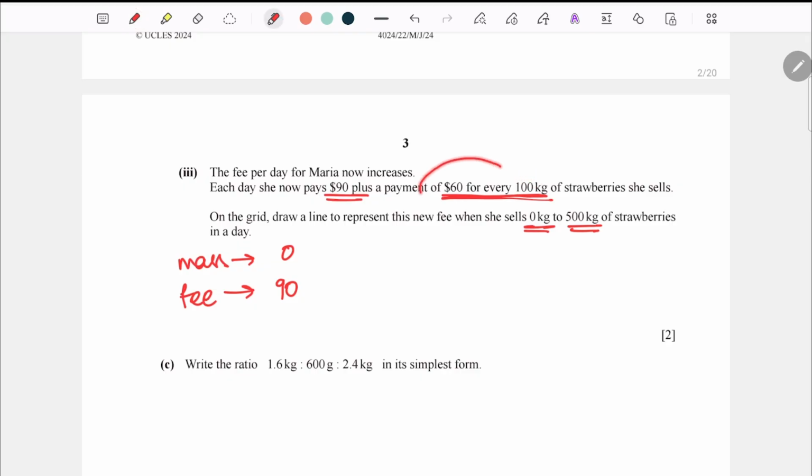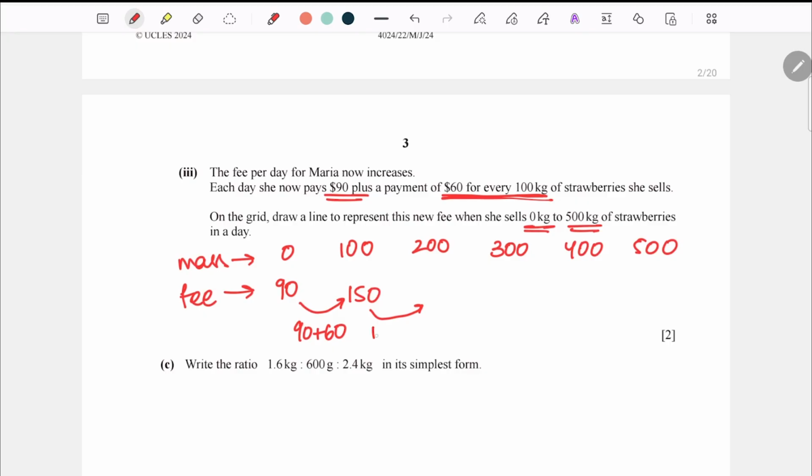And then for every 100 kg of strawberries that she's selling, she has to pay $60. So for 100 kg, the fee will be 90 plus 60, that is 150. We'll be doing the same thing till 500 kg. For 200 kgs, we'll be adding 60 to 150, and that is 210. Then 210 plus 60 is 270. 270 plus 60 is 330. And 330 plus 60 is 390. Now we're going to plot this on the graph.